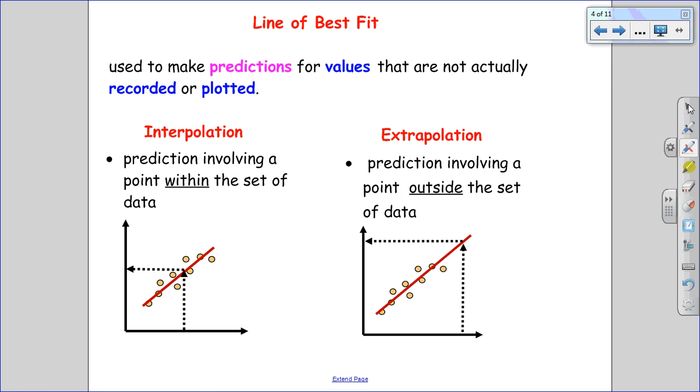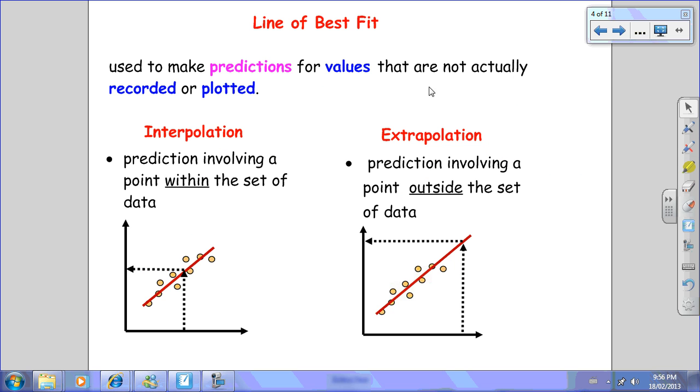So our line of best fit is what we use to make predictions for values that are not actually recorded or plotted. This graph is representing interpolation. I can see I'm moving upwards to my line of best fit and across to read the value of the dependent variable, and I'm going in between two pieces of data. In this example, I've had to extend my line of best fit in order to take a value of the independent variable, go up to the line of best fit, and then draw a horizontal line across to the dependent variable to determine its value.